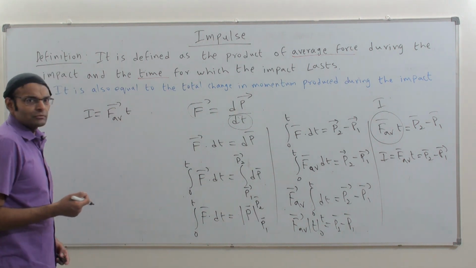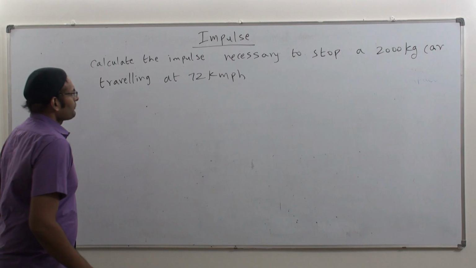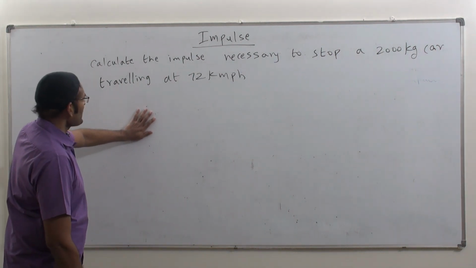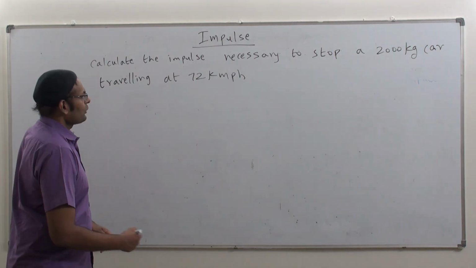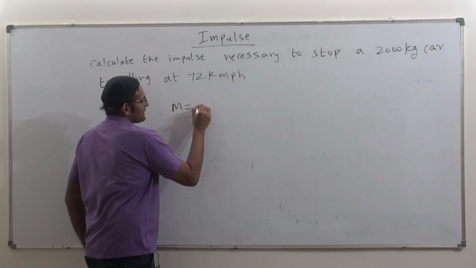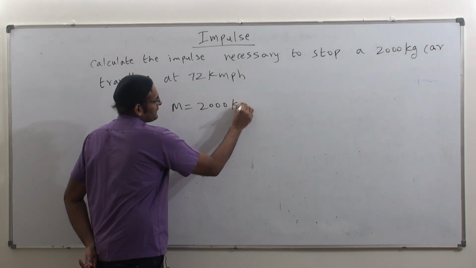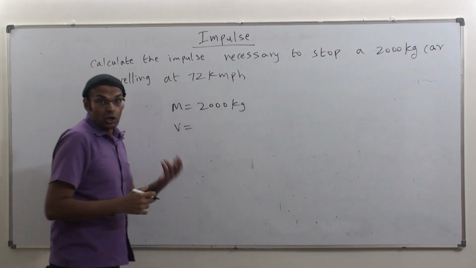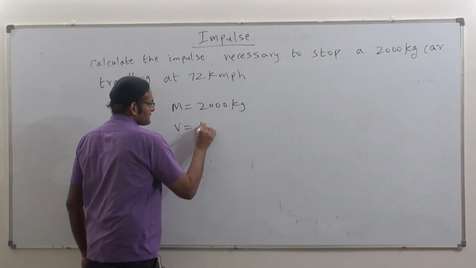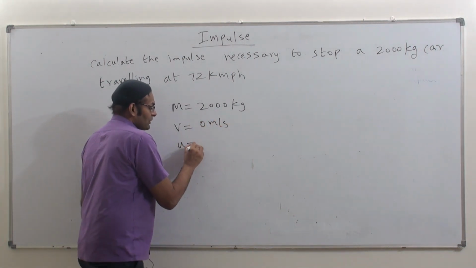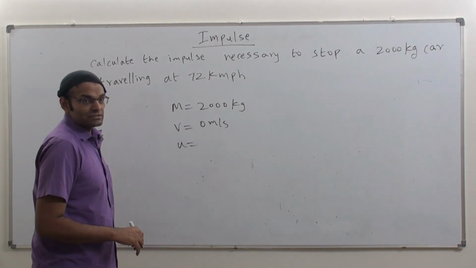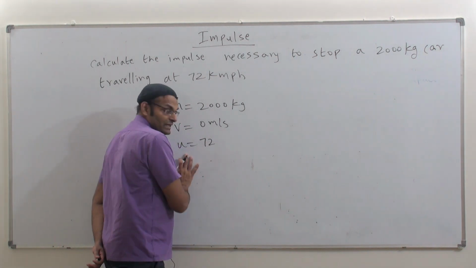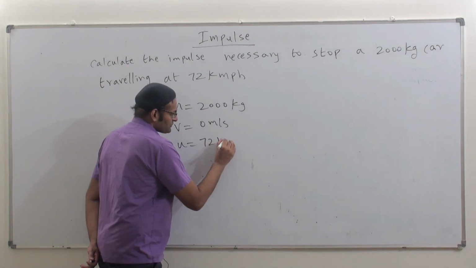Let's solve the problem. Calculate the impulse necessary to stop a 2000 kg car traveling at 72 kilometers per hour. So what is the mass? Mass is 2000 kg. What is the final velocity? I'm going to stop, so it is 0 meters per second. What is the initial velocity? What is the speed with which the car is traveling? It is 72 kilometers per hour.